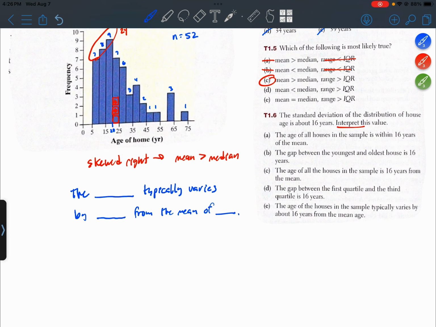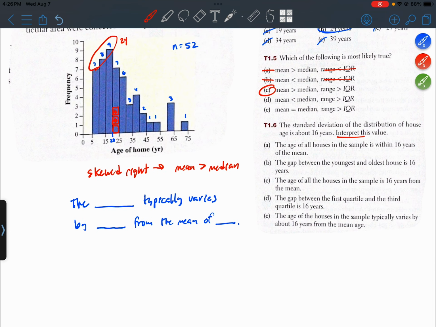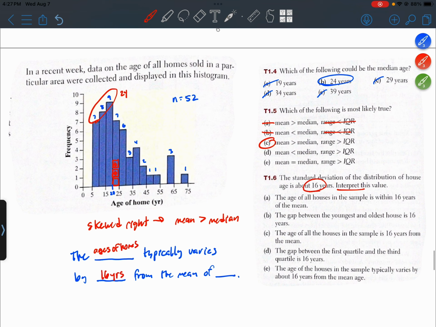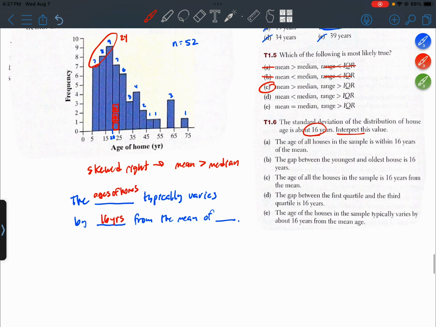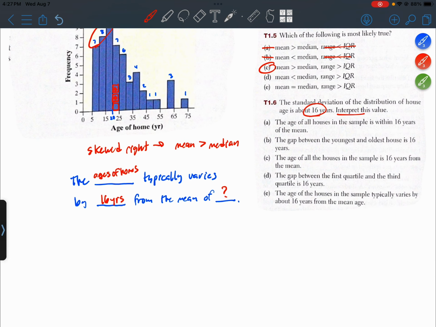The context here is age of home. So we'd say the ages of homes typically vary by, standard deviation is 16 years from the mean of, we don't know. The median's 24. The mean's probably going to be a little bit higher than that. So I'll just say the mean of blank. We don't know. Let's see which of these answer choices sounds the most like this or uses the same kind of language as this sentence I've written.